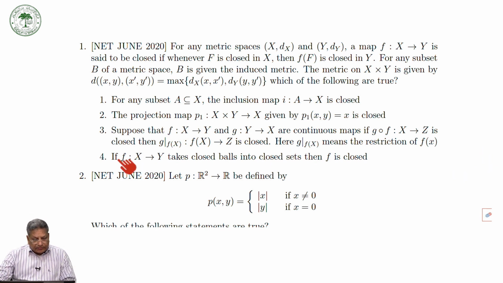Now you take f as a map from X to Y that takes closed balls into closed sets. Then f is closed. Now keep in mind, every closed ball is a closed set, but a closed set may not be a closed ball. So this statement you have to check.